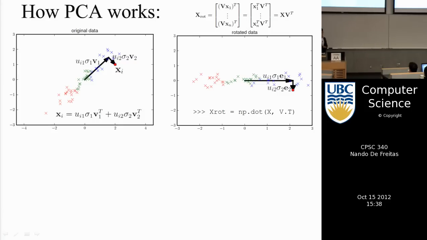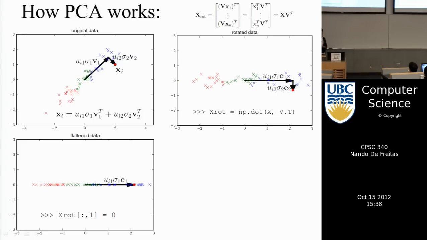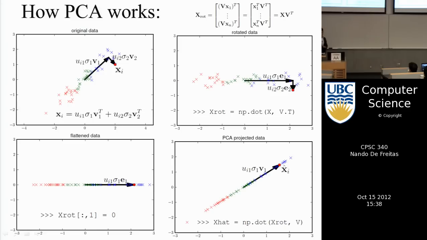And basically in Python, you just do X_rot is np.dot of X times V transpose. Then we set the second coordinate to 0, so we do truncation. And essentially what we've done is projected a point down, and then we rotate back. And so we've gone from a two-dimensional data set to a one-dimensional data set. But the one-dimensional data set still captures the topology of the points in 2D. In particular, green points are still close to each other, red points are still close to each other, and blue points are still close to each other.